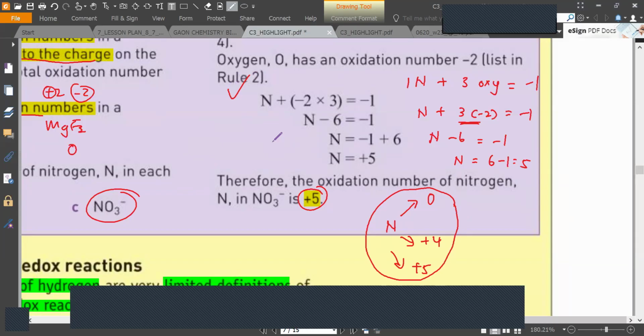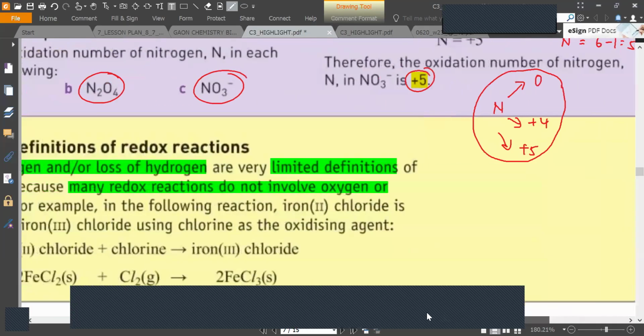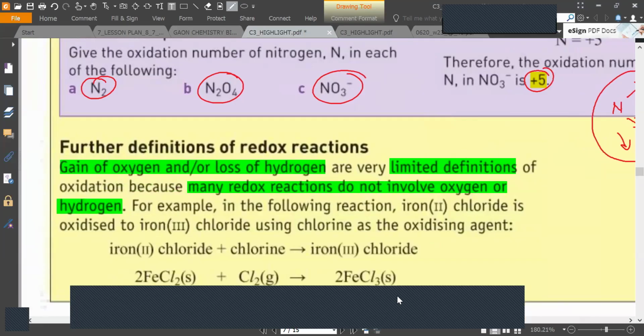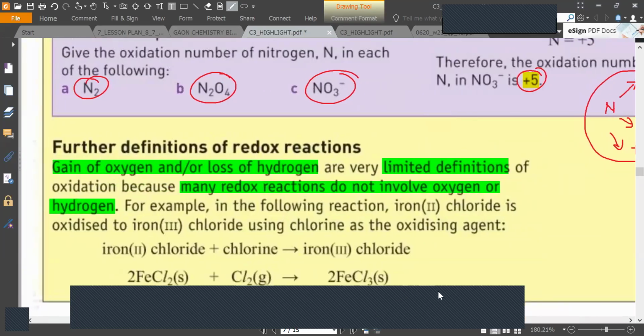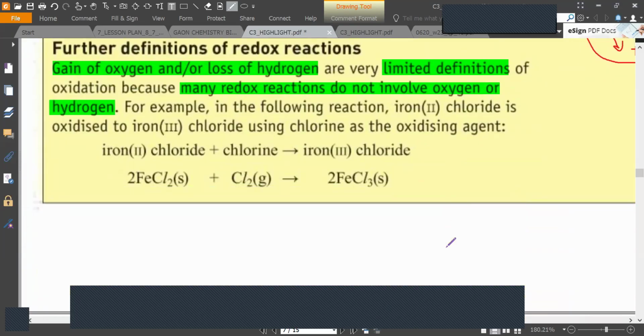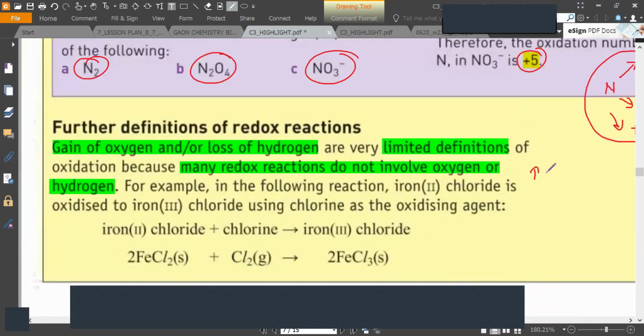Next, final point for today, we'll be looking at the definition of redox reaction. Just now we already know that if we increase oxygen, it is oxidation, and decrease oxygen is reduction. How about hydrogen? Hydrogen is actually negative. If we increase hydrogen, it is reduction. If we decrease hydrogen, it is oxidation.